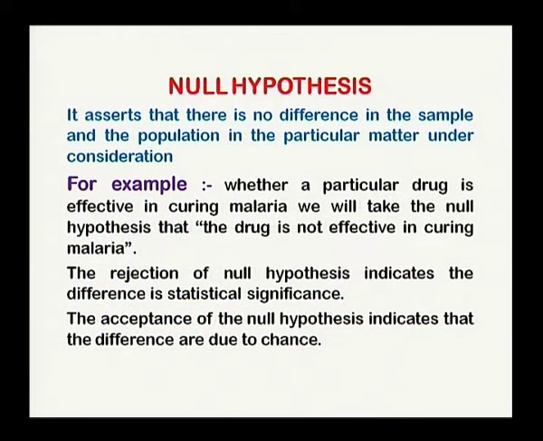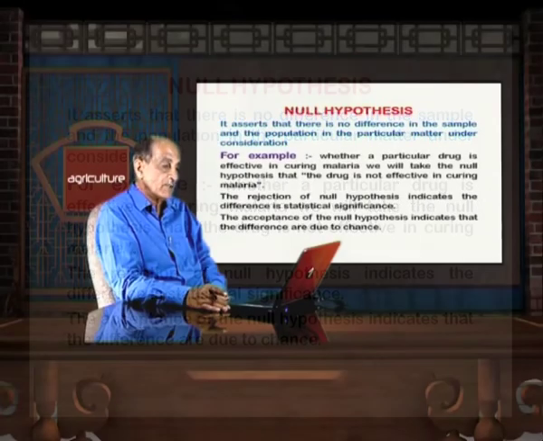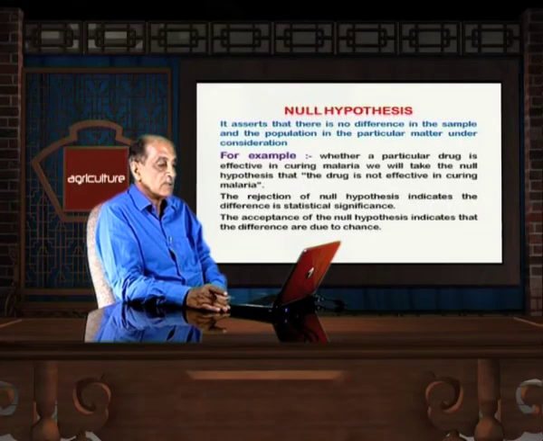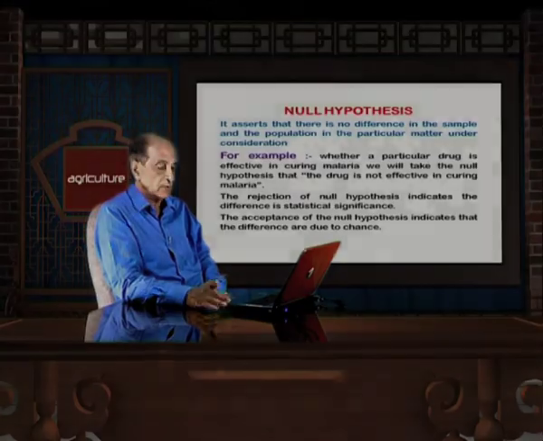For example, to test whether a particular drug is effective in curing malaria, we will take the null hypothesis that the drug is not effective in curing malaria. The rejection of the null hypothesis indicates that the difference is statistically significant. The acceptance of the null hypothesis indicates that the differences are due to chance, so we can say that the drug is not quite effective.